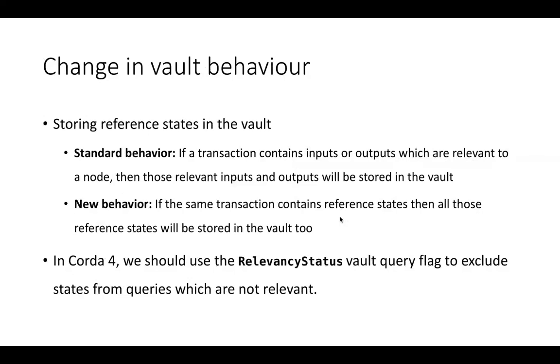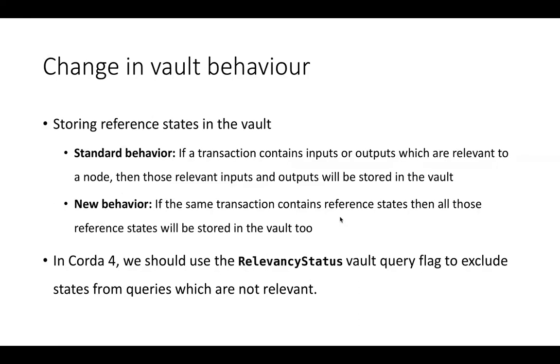So we introduced this concept called relevancy status, which is a new, I guess, Vault query flag. You can see it in the common query criteria in the Vault service KT file. And what it does is every state that is stored in the Vault gets a relevancy check. So if the public key matches one which you've got, then you get a 0, I think. And if it doesn't, then you get a 1. I don't know why it's that way. It's a bit counterintuitive, but that's the way it is.